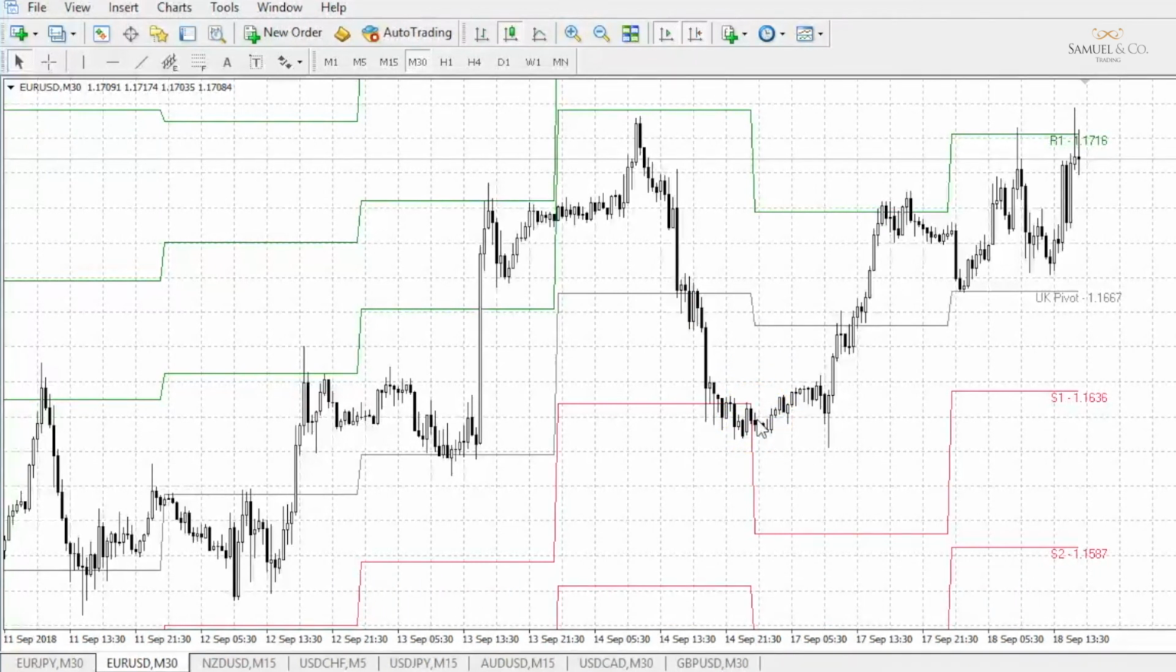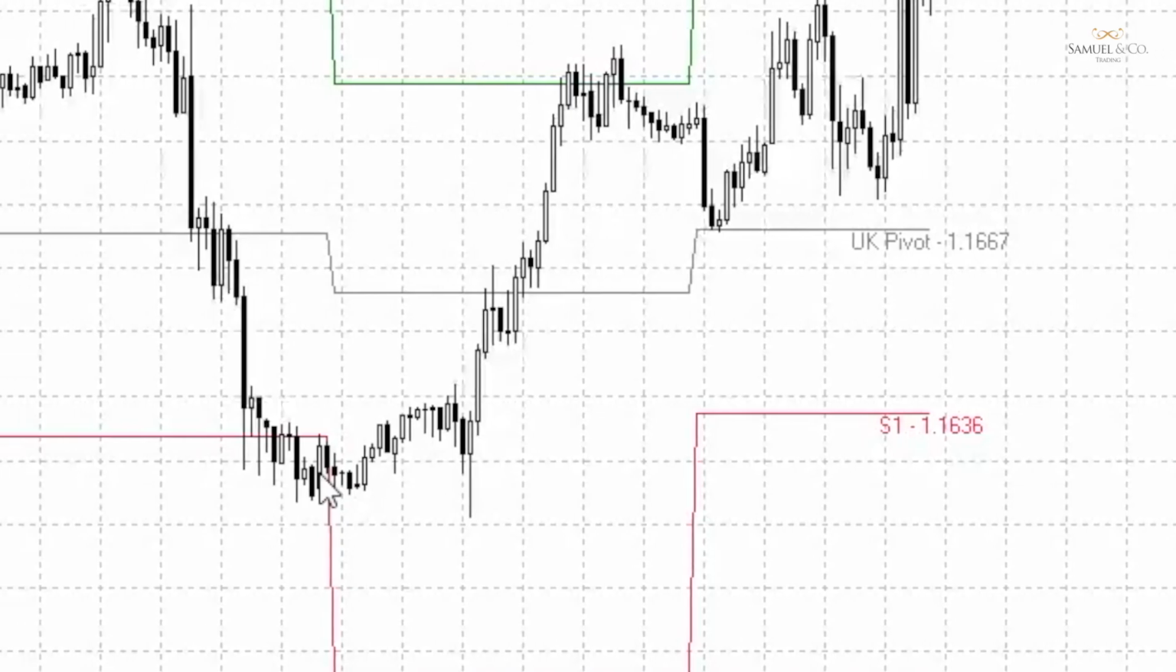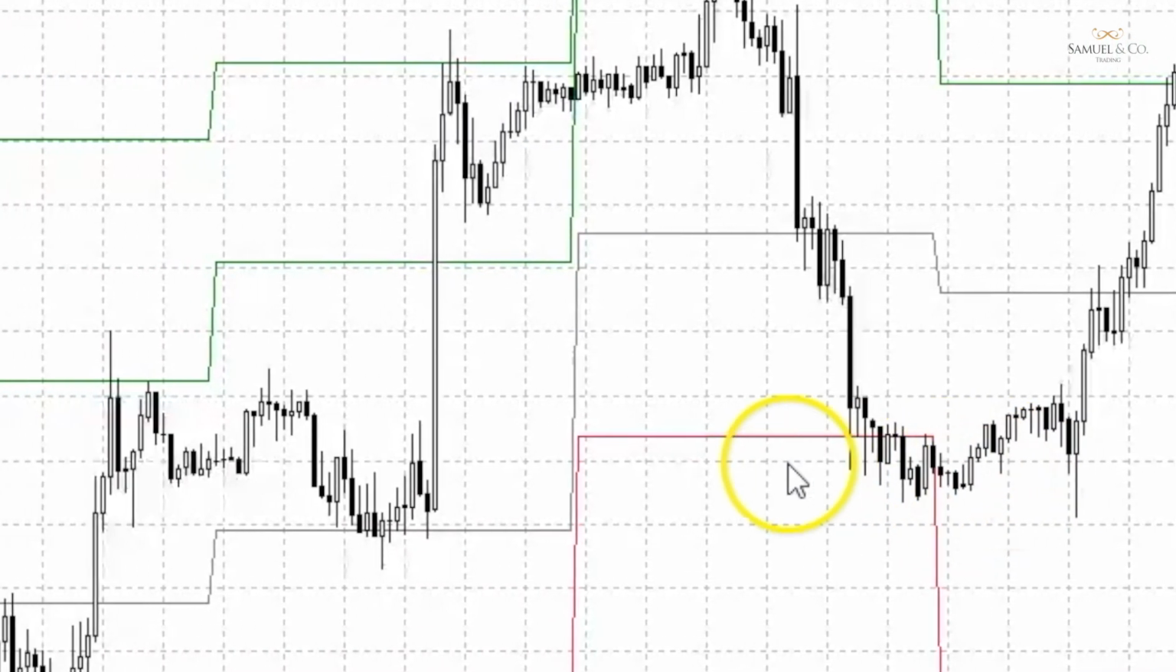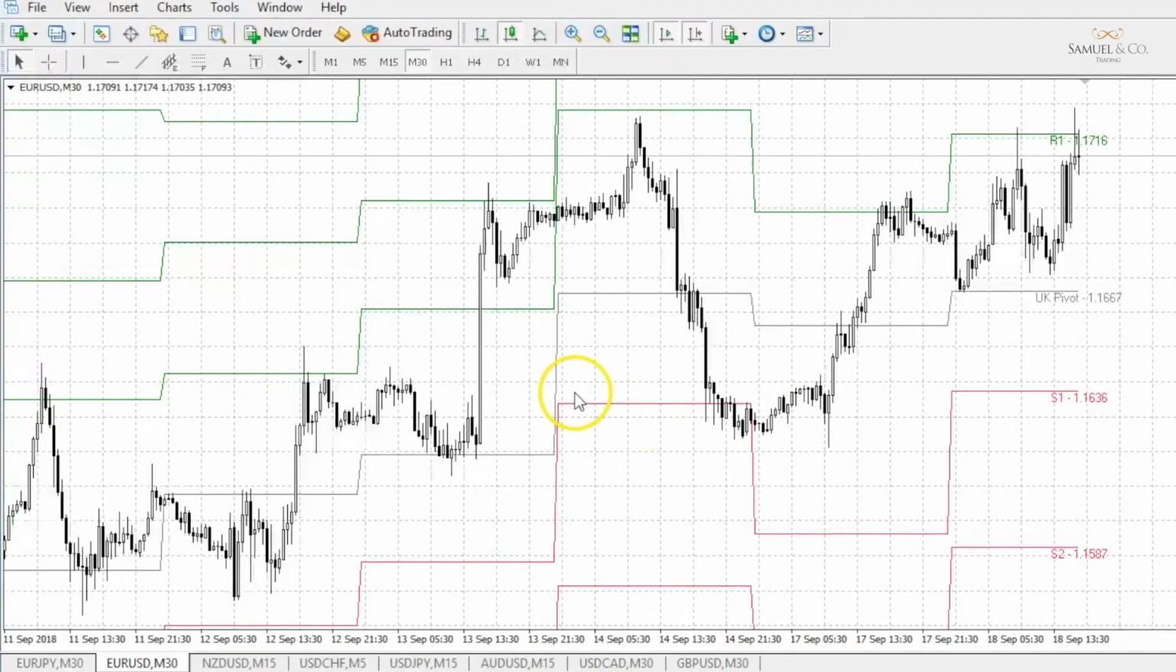The pivot point analysis as a whole is used in conjunction with calculating support and resistance levels, and unlike moving averages and oscillators, they are static, so they remain the same for this entire day period. So this is our UK pivot for this entire 24-hour period, and as you can see, the next day it drops slightly lower and then back up a bit higher.